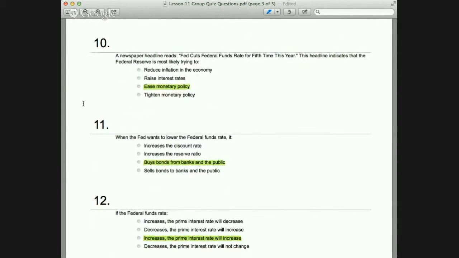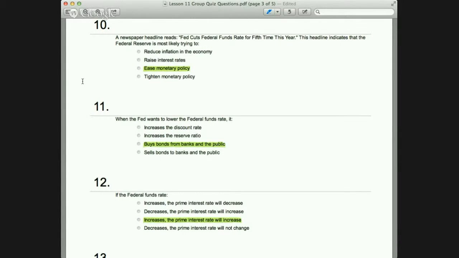All right. 10 says, a newspaper headline reads, Fed cuts federal funds rate for 5th time this year. This heading indicates that the Federal Reserve is most likely to ease monetary policy. All right. I felt it was that as well. I'm just not sure, but I felt it was monetary policy. That's what I had put because they're cutting the federal funds rate, so they're making it kind of more economical.